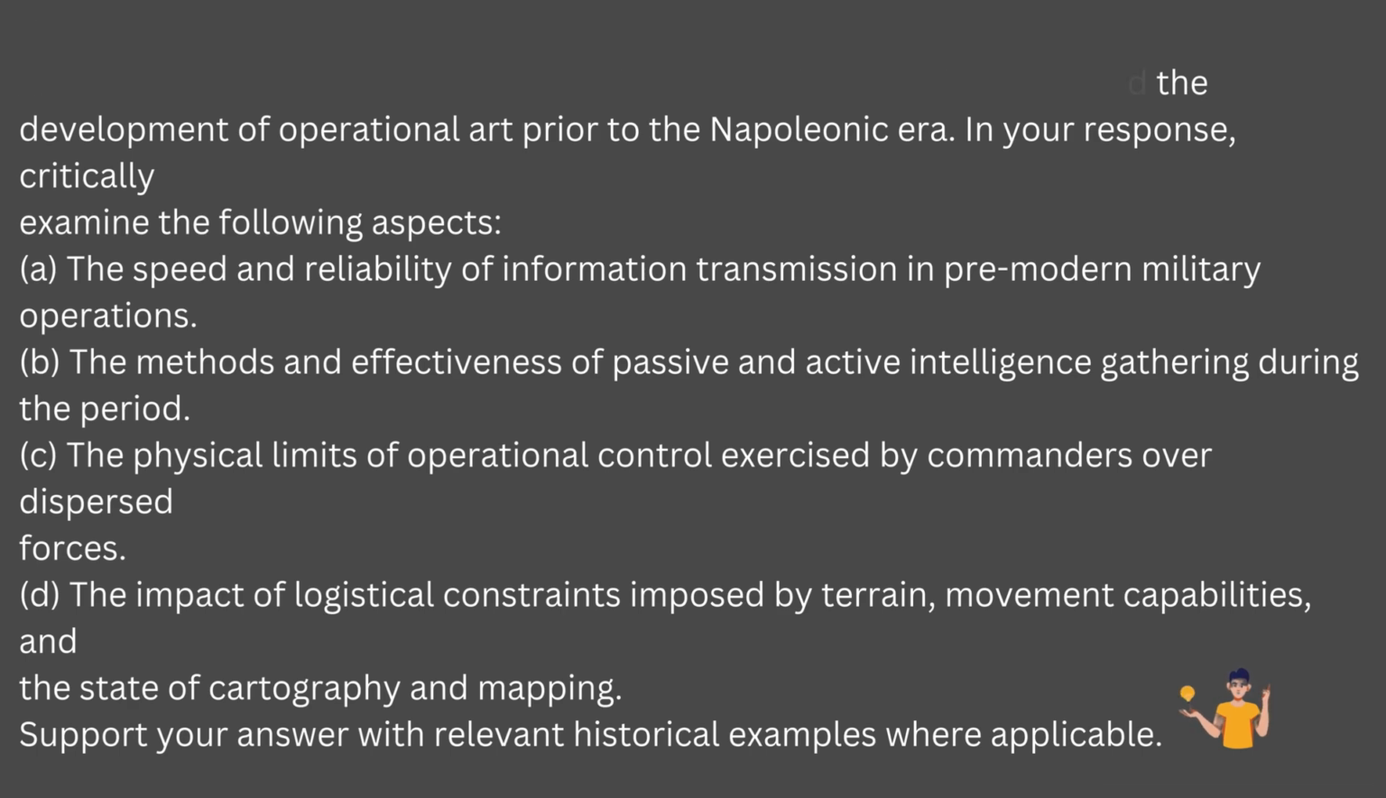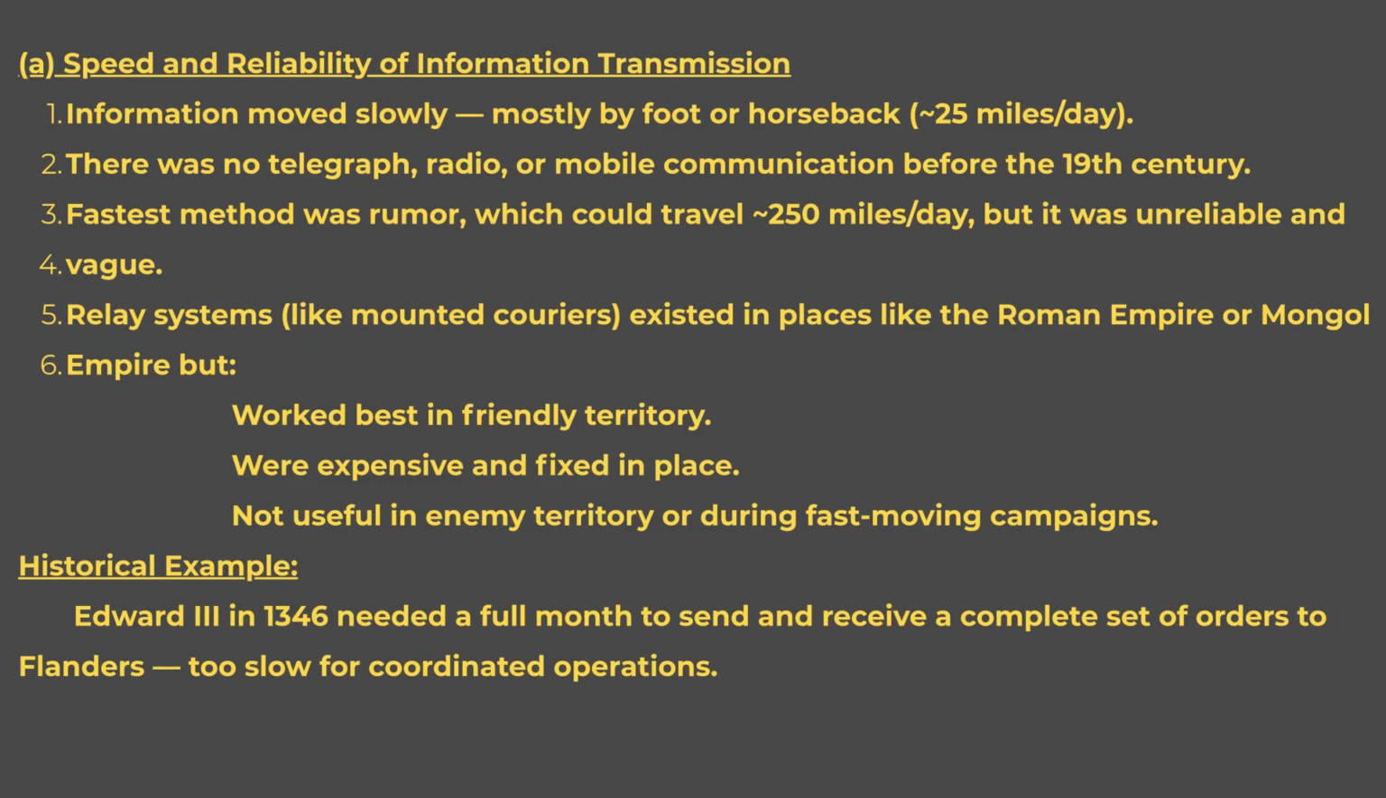A. Speed and reliability of information transmission. Let us try to answer. Before the 19th century, there was no telegraph, no radio, and no instant communication. The only way to send messages was by foot or horseback, and that meant just 25 miles a day on average. Sure, rumors could spread faster, sometimes over 250 miles a day, but they were usually unreliable and vague.